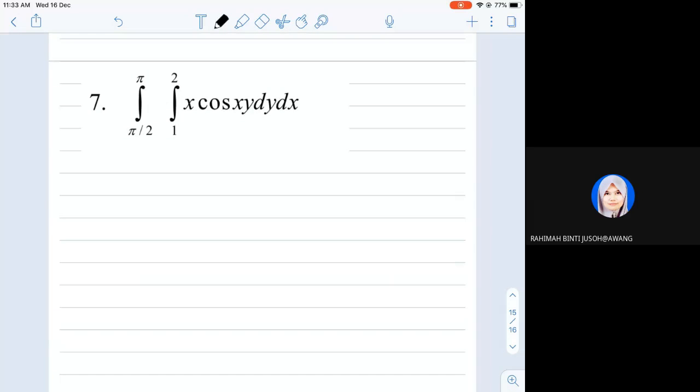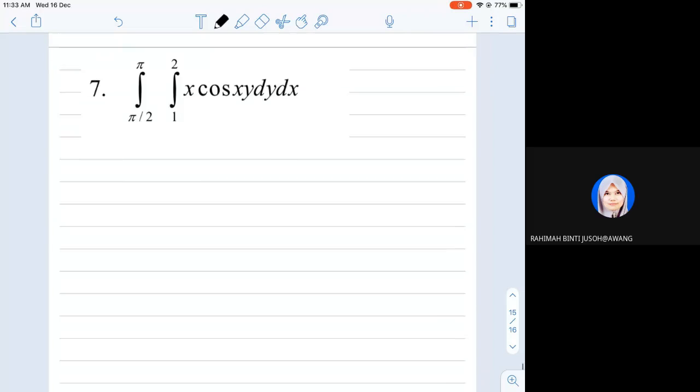Alright, so now I believe all of you already understand how to sketch the region, right? So we proceed with the calculation directly. So pi over 2 to pi. Okay, open this bracket, integrate with respect to y. So x becomes the constant. I will use green for the constants.